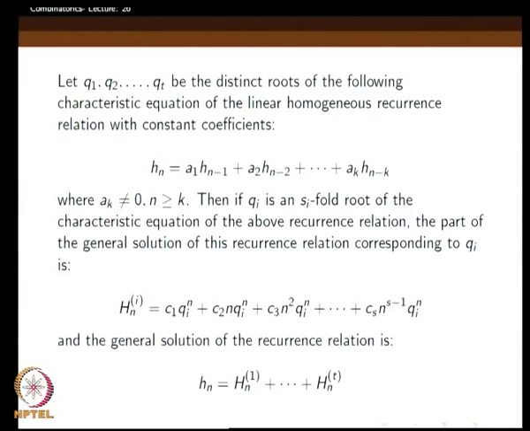So, this is about the same q repeating. Now of course, when I solve the characteristic equation, it may so happen that there are t distinct roots q1, q2, up to qt, but its degree k can be bigger than t. So, q1 may be repeating s1 times, q2 may be repeating s2 times, q3 may be repeating s3 times, and qt may be repeating st times, where s1 plus s2 plus up to st is going to be your k, the degree of the polynomial.